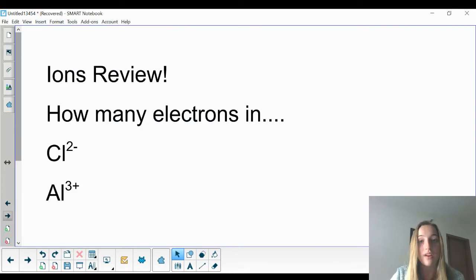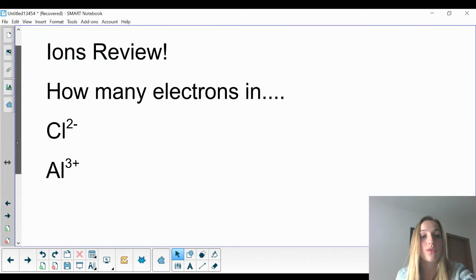So before we can get started on looking at electron configuration, the first thing we have to do is remember what our ions are and how to figure out how many electrons are in our ions. If you remember back to our last unit, ions are an atom that has a charge, which is a changing number of electrons. So for these first two, hopefully this is a super quick, easy review for you. How many electrons are in chlorine with a -2 charge and in aluminum with a +3 charge? Pause the video, fill that in, and we will take a look at it together.